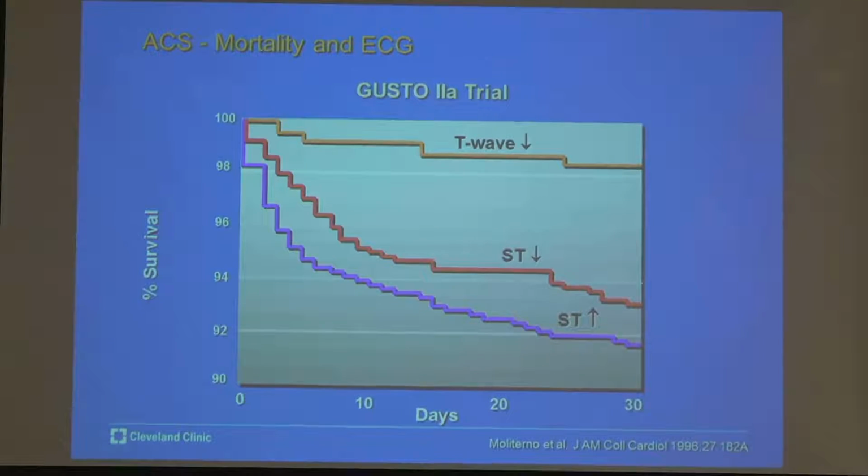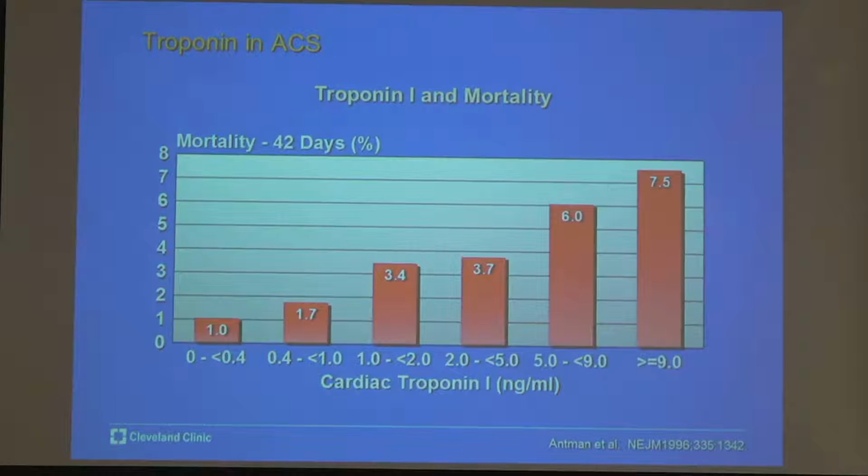So very simple thing, ECG: if you have T-wave inversion, your outcomes are the best, but if you have ST depression or ST elevation, your outcomes are really bad. If you have new ST depression, it is as bad as having new ST elevations. So you remember that if you have ECG changes with ST depression, this is a high-risk situation, whereas if you have just T-wave inversion, these patients typically do better than patients with ST depression.